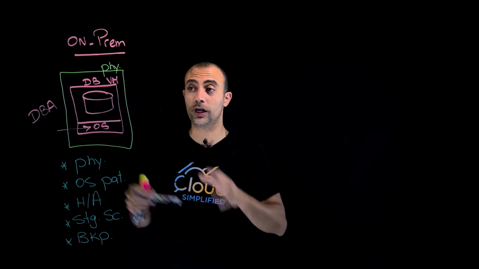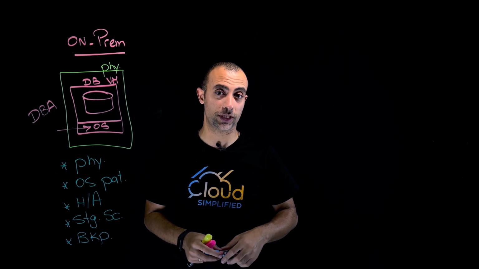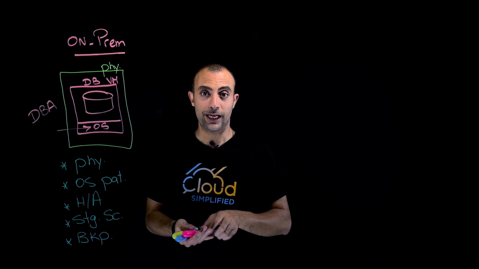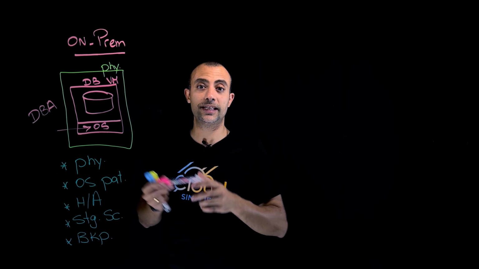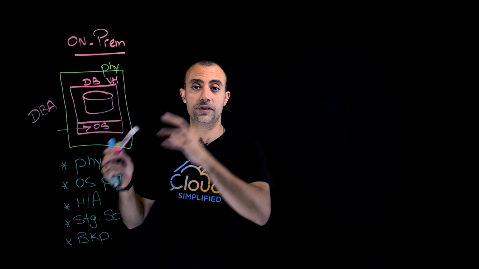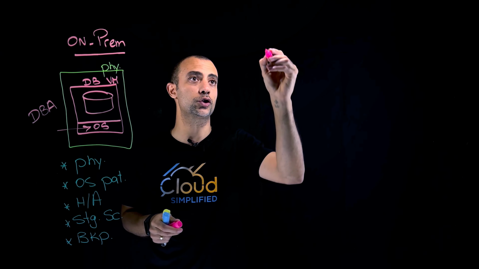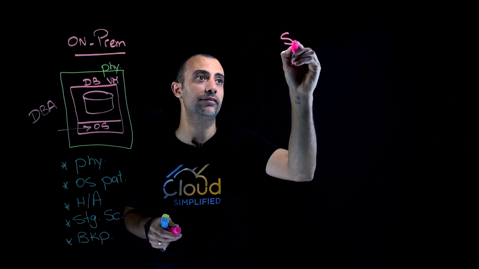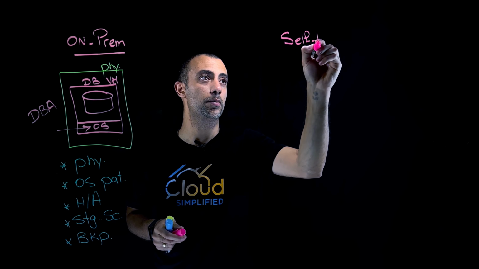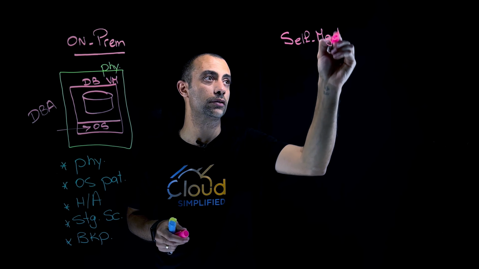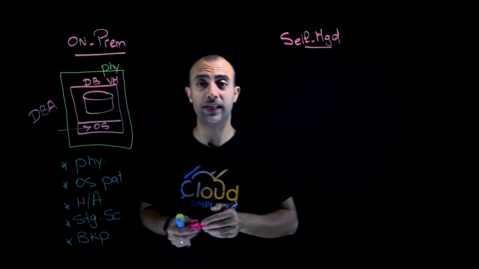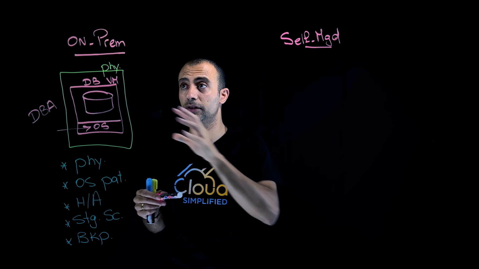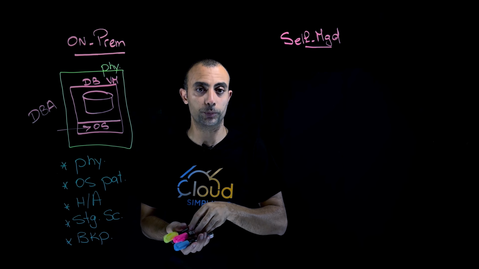Now let's explore how I can migrate into the cloud and in AWS. So the first option of migrating my database from on-premise to the cloud is called self-managed. So in the self-managed you're going to see it's very similar to what I did in the on-premise.